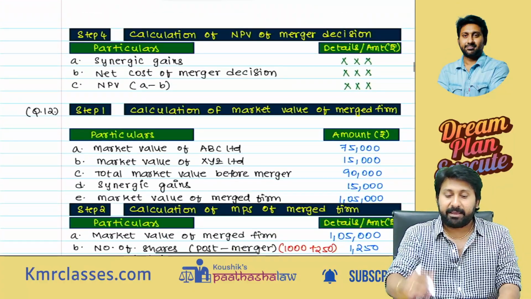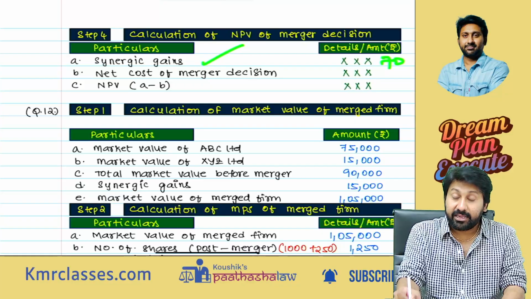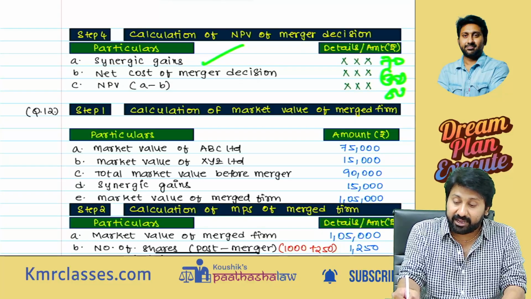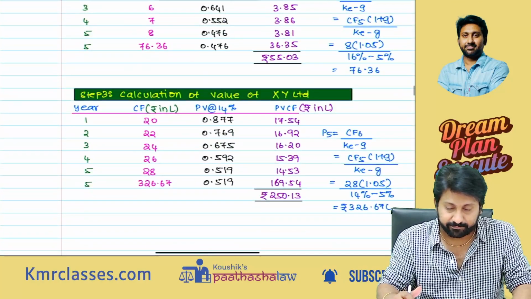NPV is synergic gains minus net cost. I got 70 synergic gain. In that, 20 I already paid to the selling company. Now, this 50 will be called as NPV of a merger. Problems you have to solve.